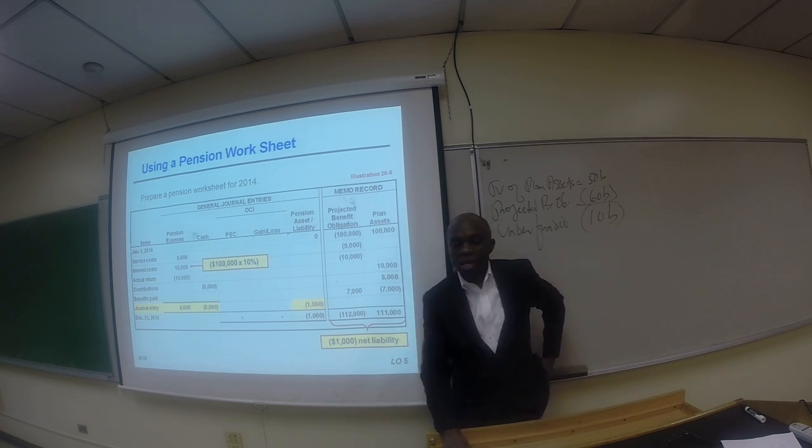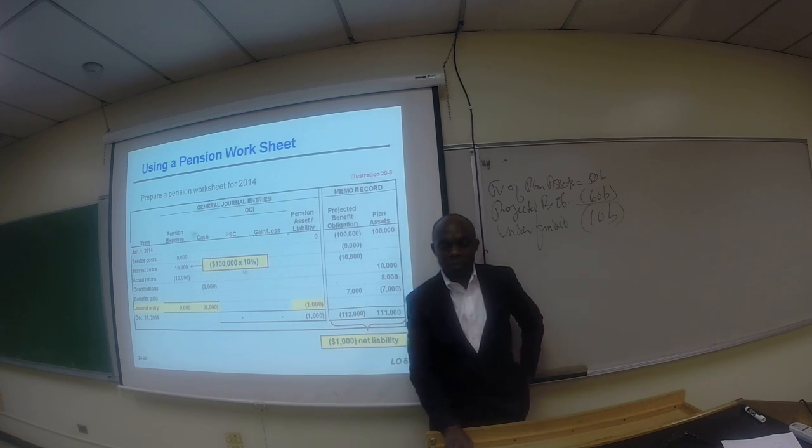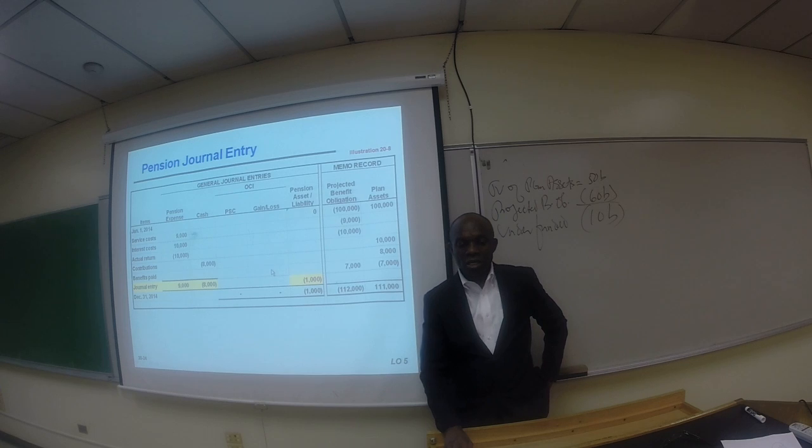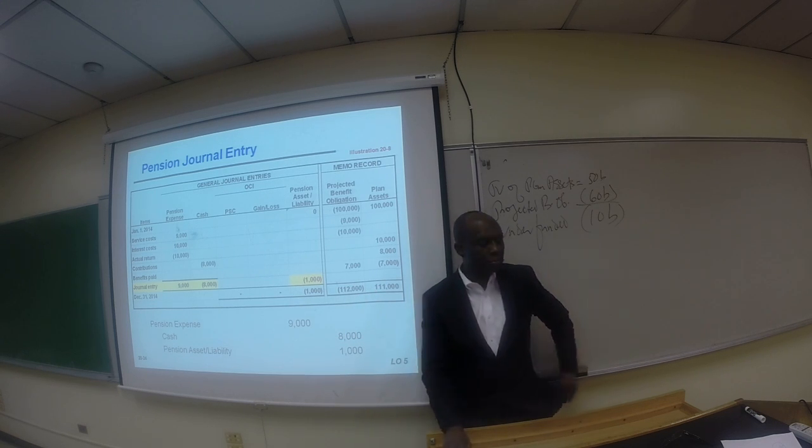So if you take a look at the memo column, take a look at the projected benefit obligation. We have $112,000. The plan asset is $110,000. So there is a $1,000 negative net liability. So let's take a look at the journal entry. Pension expense $9,000 as calculated in the worksheet. Then cash $8,000. Then we credit pension asset/liability. Even though we have pension asset/liability, this is actually a liability. So the liabilities went up by $1,000.